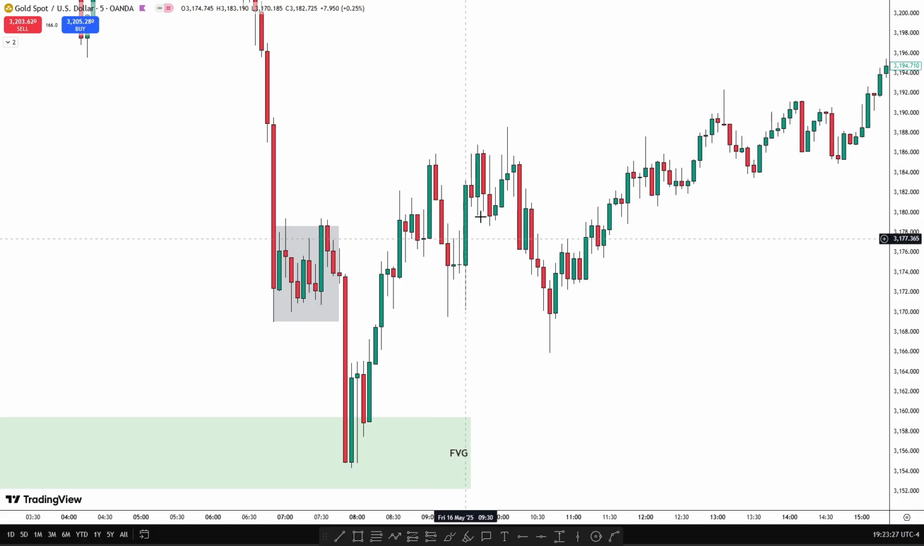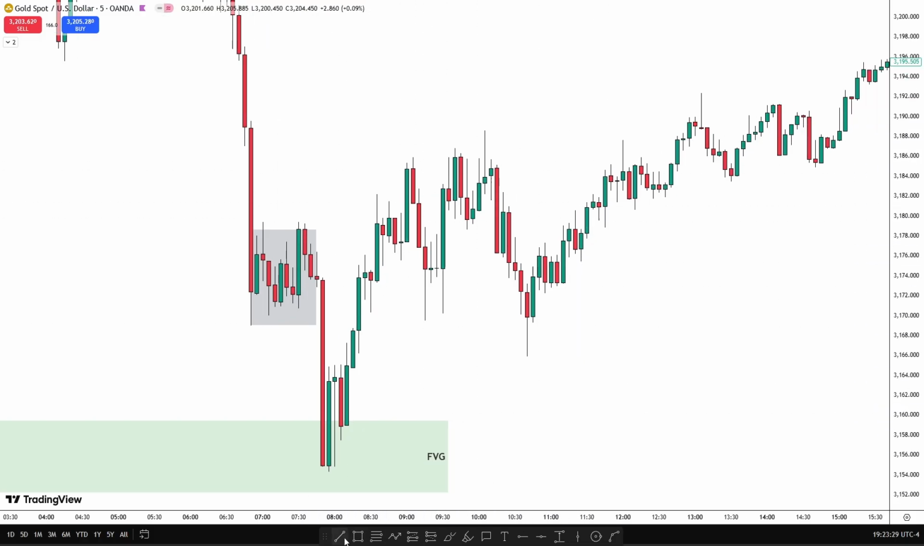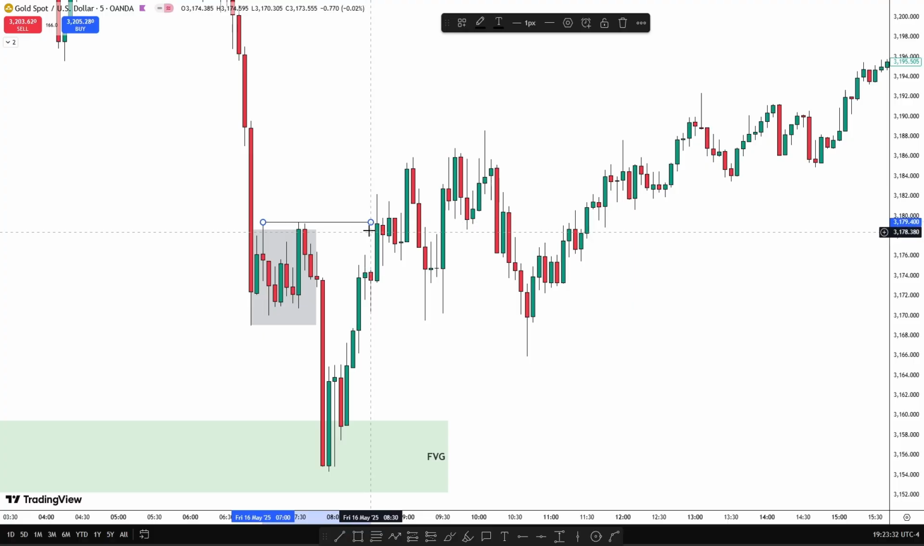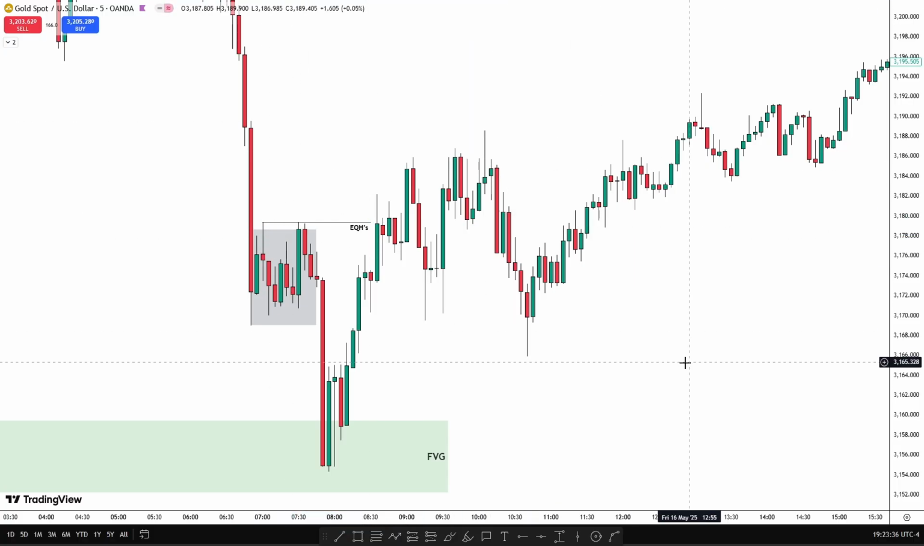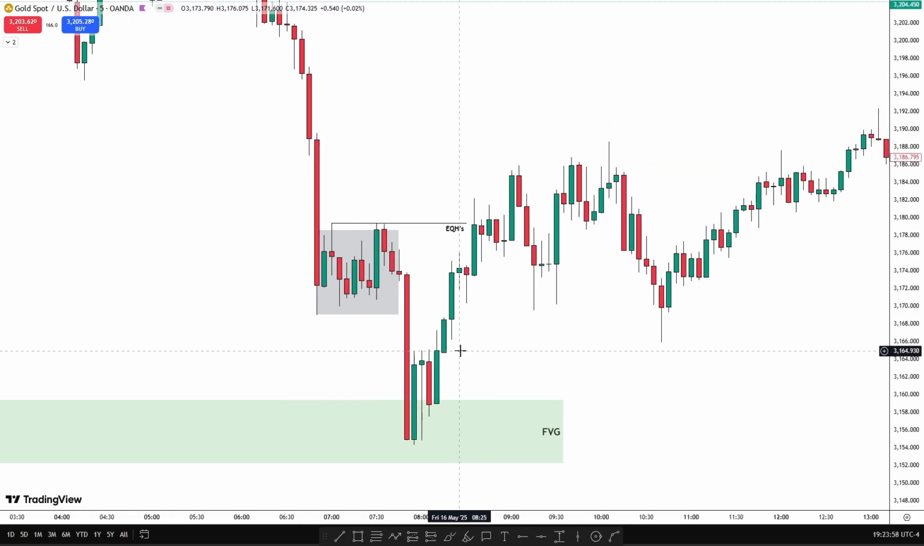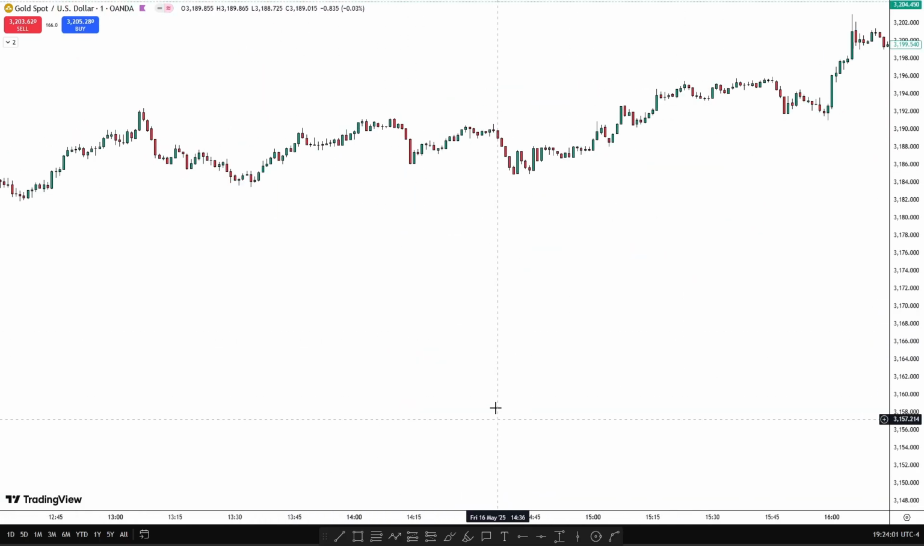Now no real targets got hit on this. We do have a 5-minute intermediate term high here with also equal highs, so this could have been your target right here. So there's no real lower time frame entry point for me down here.